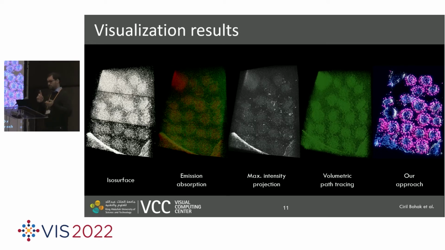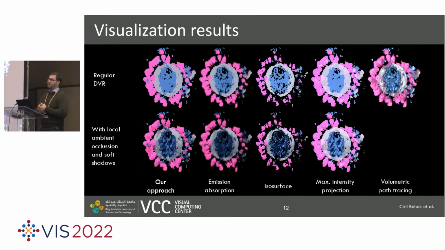For emission absorption model and volumetric path tracing here, we manually selected the 2D transfer function, which was mostly separating the foreground from the background. So you can see that there is a lot of issues with the noise. Additionally, we compare our visualization with standard DVR techniques if they would have access to segmentation.